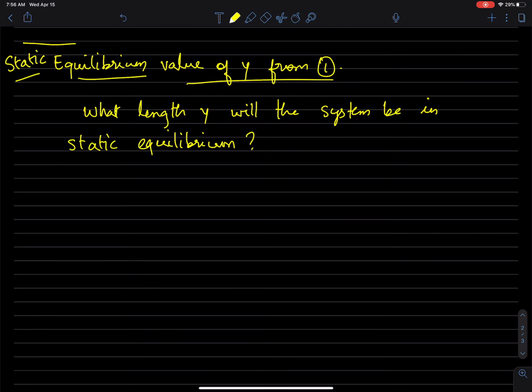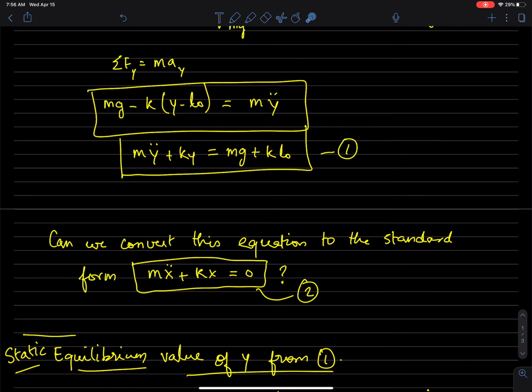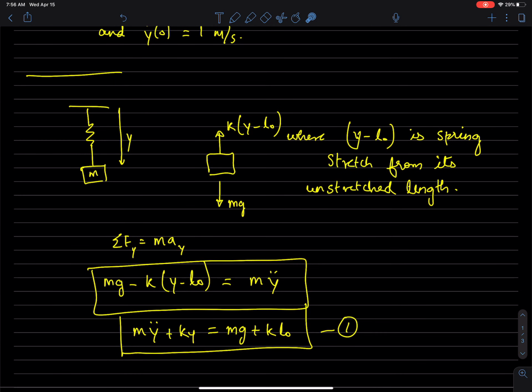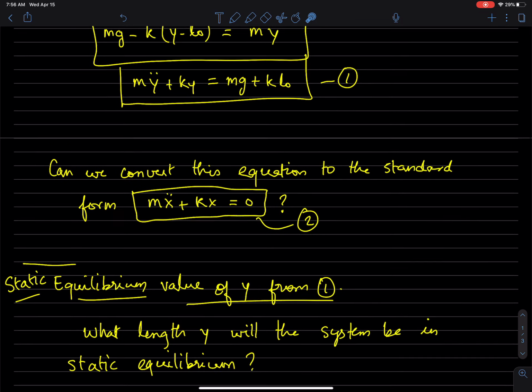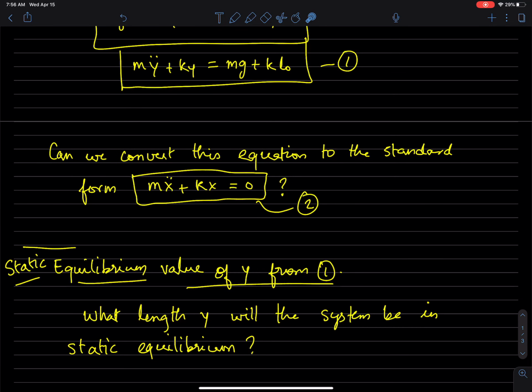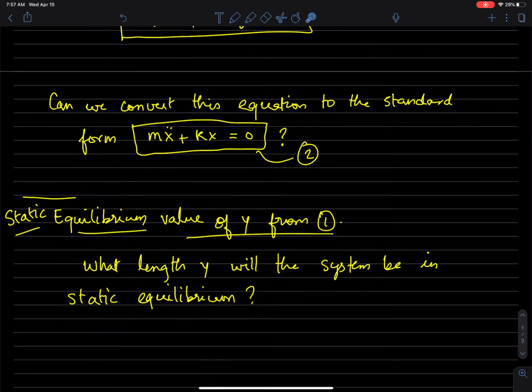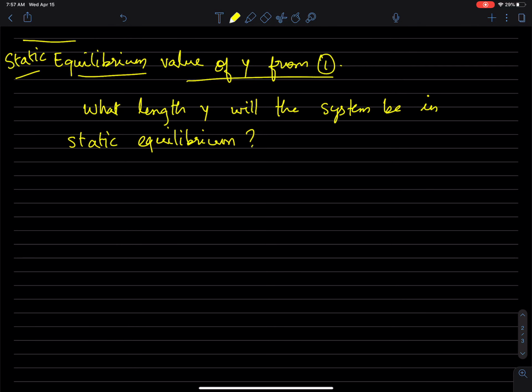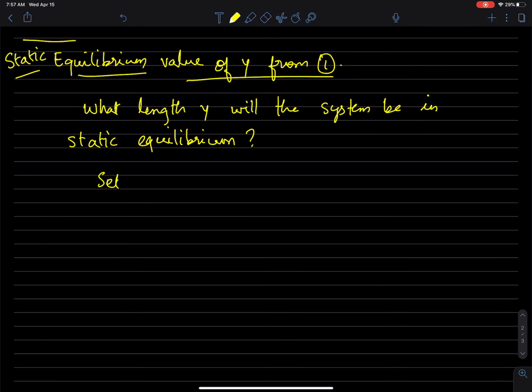Okay, so let's try to find that first. We can find that by a variety of different ways. You can just balance these forces. So mg equals k times y minus L naught. That gives you static equilibrium. Alternatively, you can set y double dot equal to 0, because static equilibrium means no motion or no acceleration.